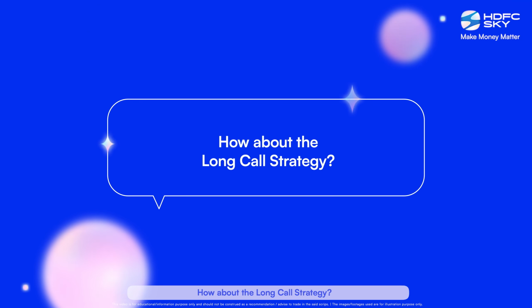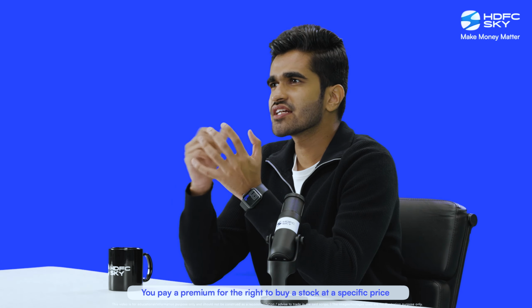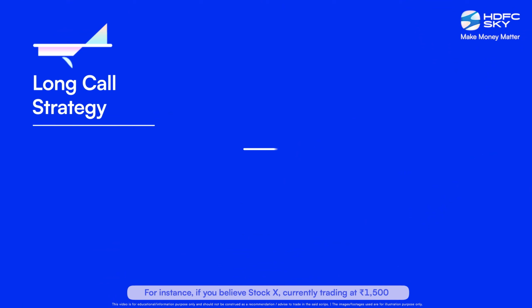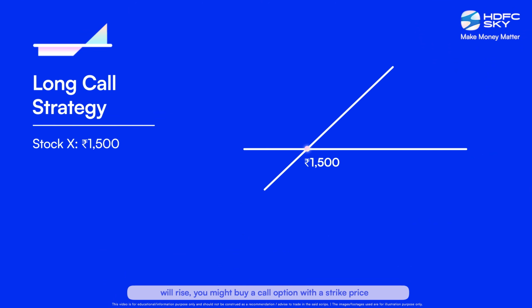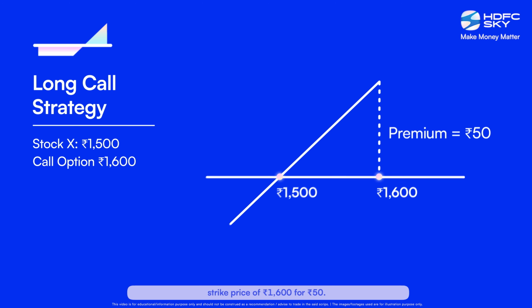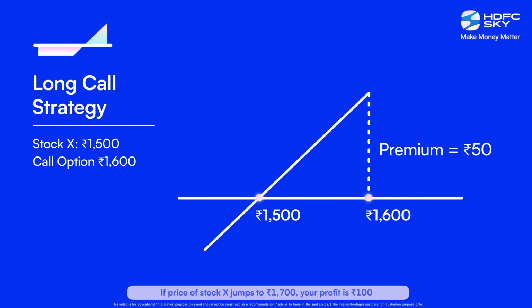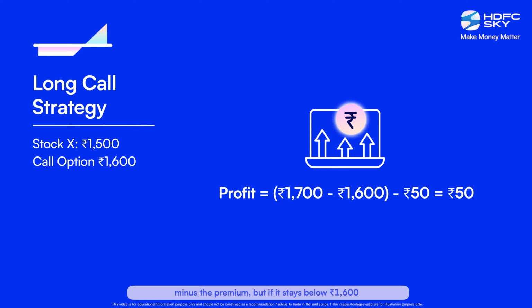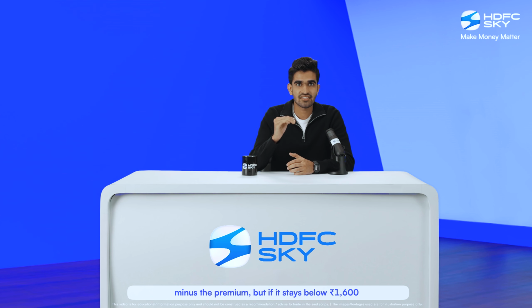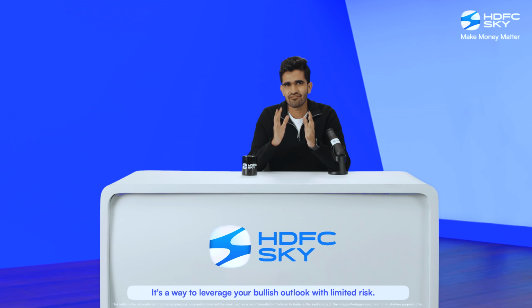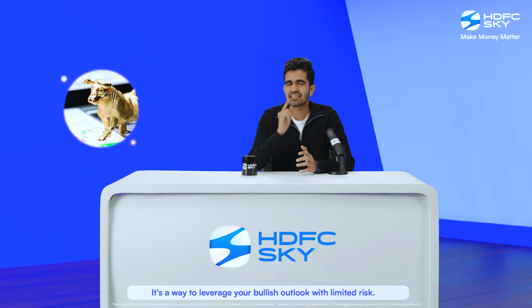How about the long call strategy? Sure, you pay a premium for the right to buy a stock at a specific price within a certain period. For example, if you believe stock X, currently trading at Rs 1,500, will rise, you might buy a call option with a strike price of Rs 1,600 for Rs 50. If the price of stock X jumps to Rs 1,700, your profit is Rs 100 minus the premium. But if it stays below Rs 1,600, your loss is limited to the premium that you have paid. It's a way to leverage your bullish outlook with limited risk.